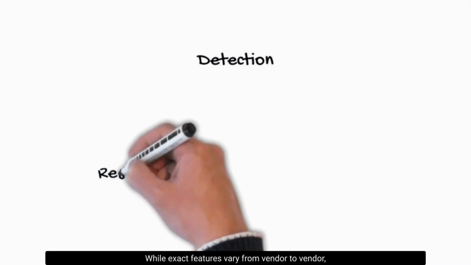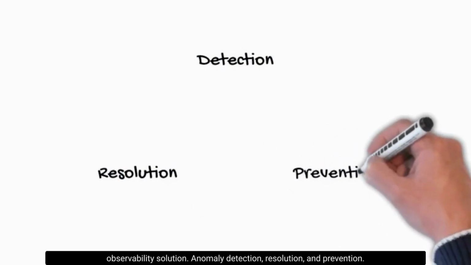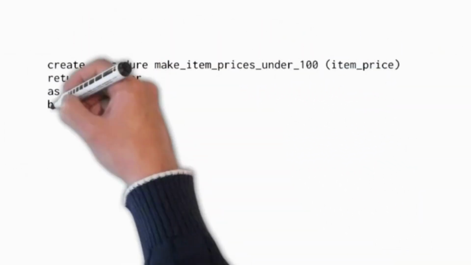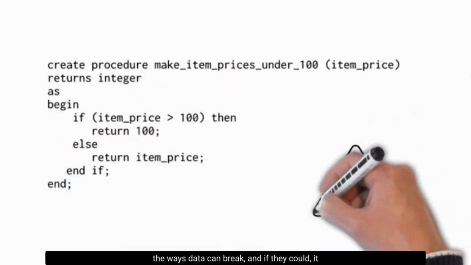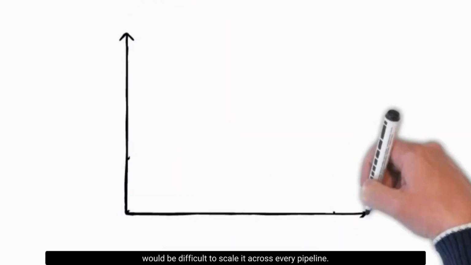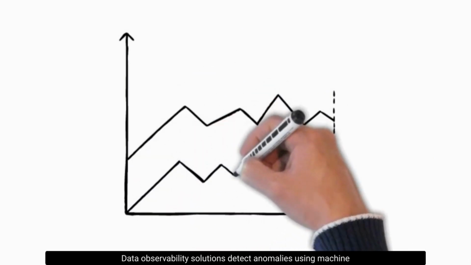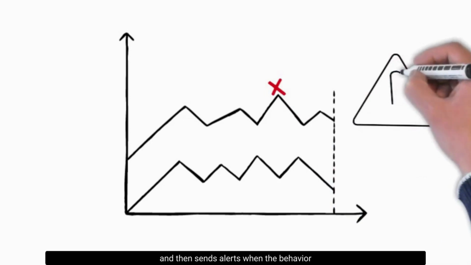While exact features vary from vendor to vendor, there are three core capabilities of a data observability solution: anomaly detection, resolution, and prevention. Let's look at each. No one can anticipate and write a test for all the ways data can break. And if they could, it would be difficult to scale it across every pipeline. Data observability solutions detect anomalies using machine learning to understand how data typically behaves, and then send alerts when the behavior is outside the norm.